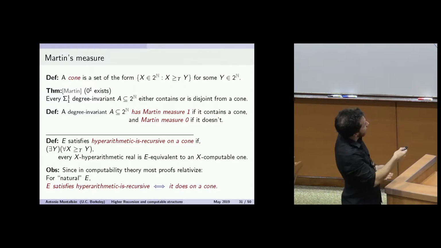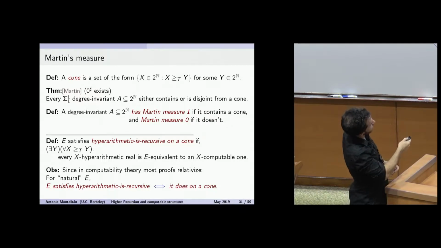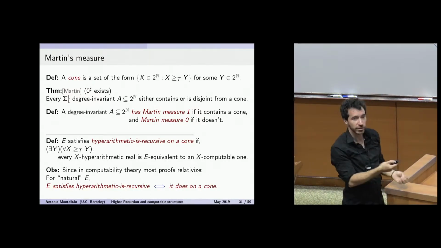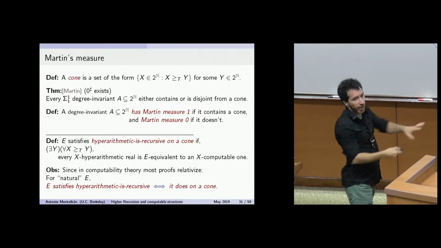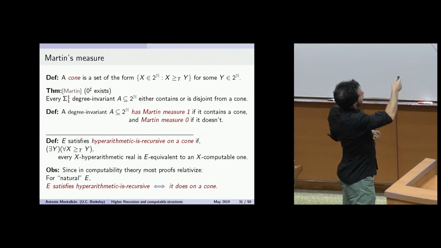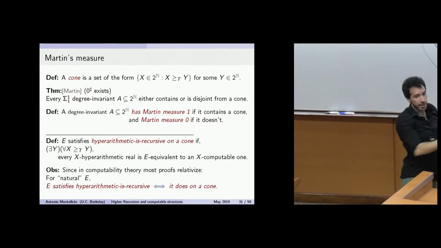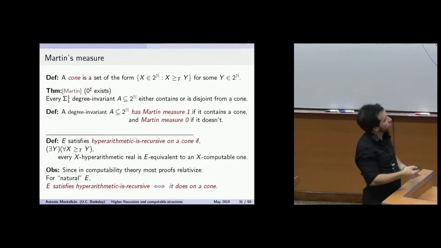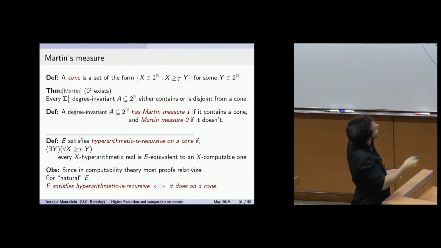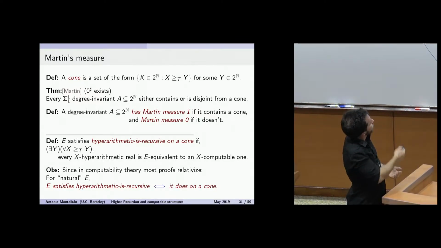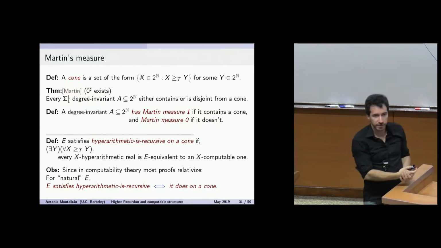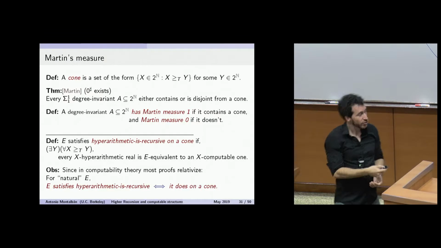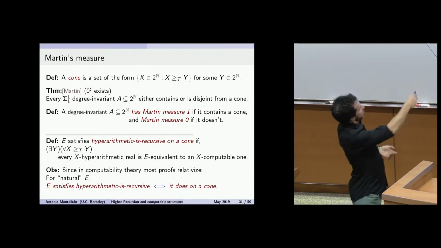In computability theory, that's even too little, since pretty much all proofs relativize. We know 4 or 5 that don't, I guess. If E is a natural equivalence relation, like the ones in the examples before, you always expect that it satisfies hyperarithmetic is recursive if and only if it does on a cone. So studying this property on a cone, you don't lose that much, because for a natural equivalence relation it's essentially the same as hyperarithmetic is recursive. But you gain in the sense that you're allowed to prove theorems you couldn't prove otherwise. You need this notion on a cone to make the theorem true, but morally, it's about the original relation. That's the way I see it.